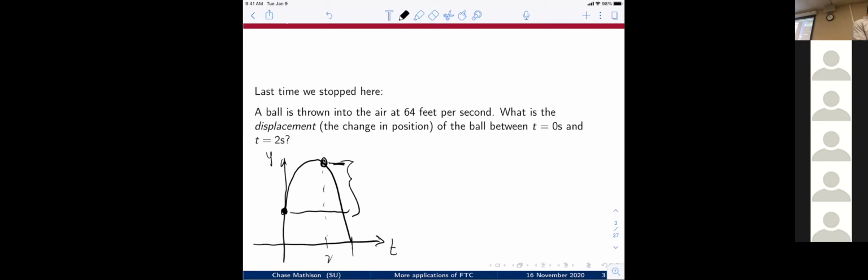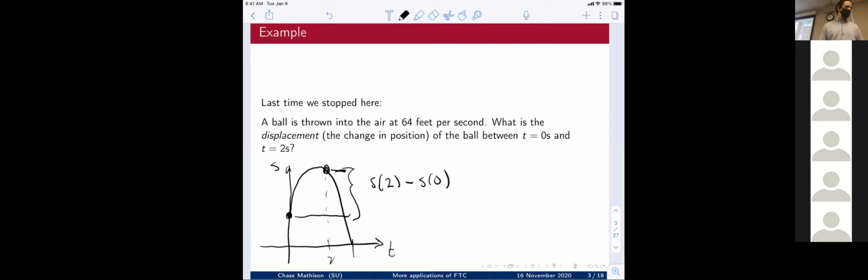I'm going to replace this y with an s because that's what we've been calling height for these types of problems. This is going to be s of 2 minus s of 0. The difference between those two y values, you just take the difference between the y values. So if I want to find s of 2 minus s of 0, there's a couple of things I could do.